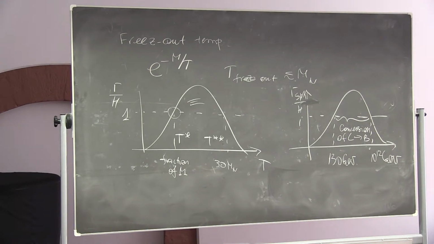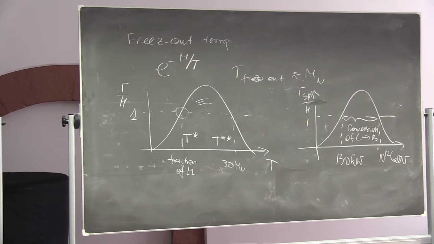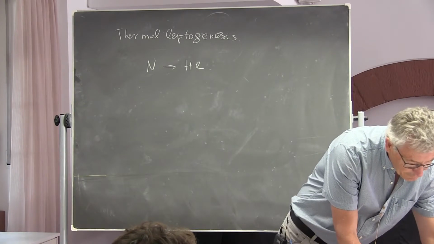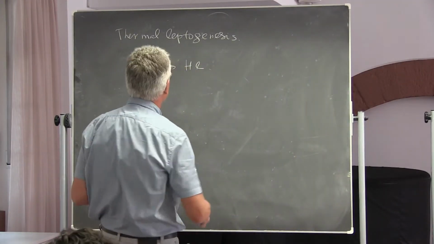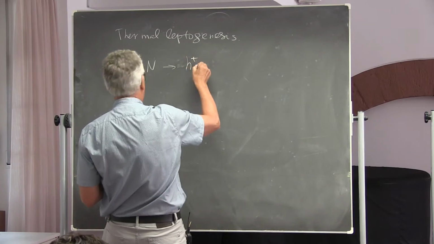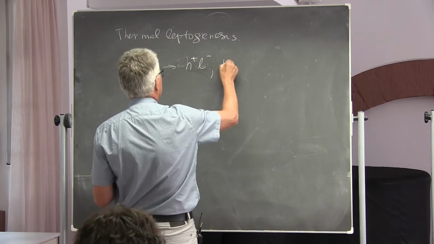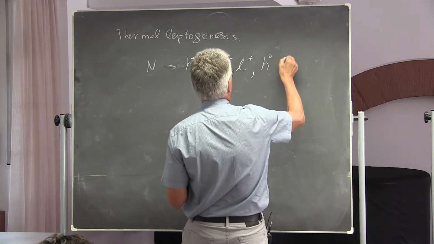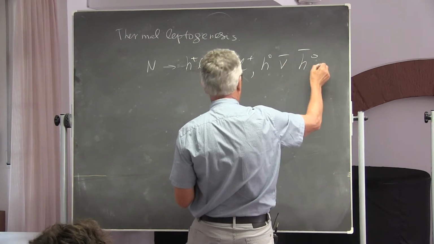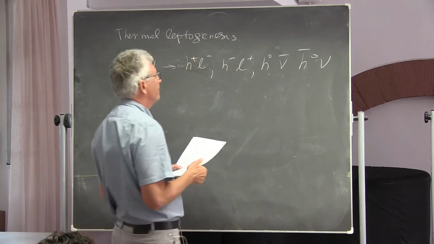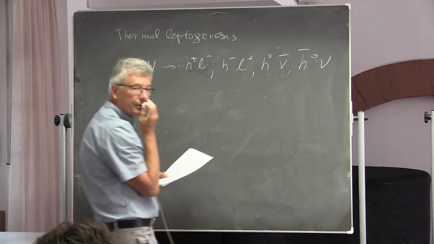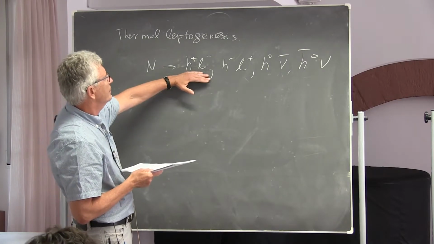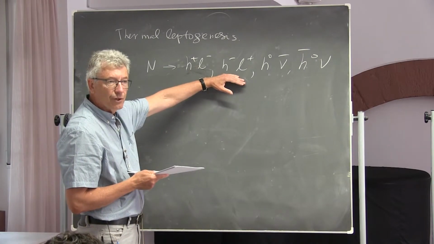So how do these particles decay? N can decay into H and lepton, say, H plus lepton minus, H minus L plus, H0 anti-neutrino, H0 bar neutrino, and these are the main channels of this decay. Okay, so this is a Majorana particle. It can decay in this channel and in the charge conjugated channel simultaneously.